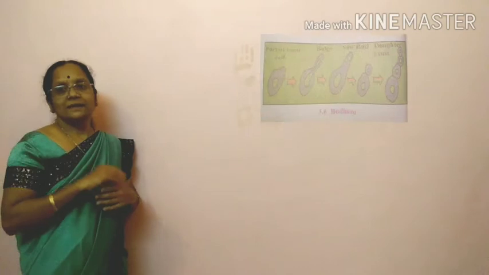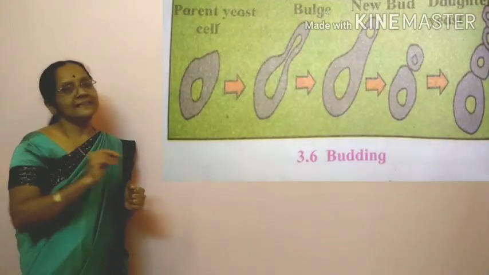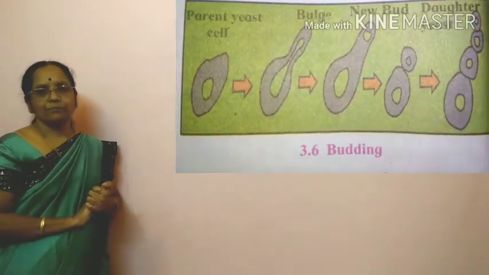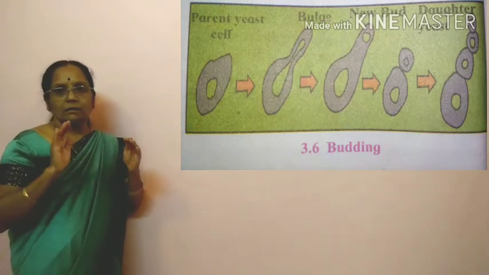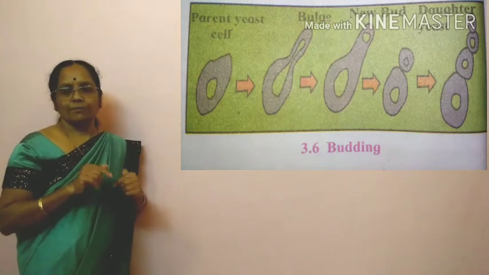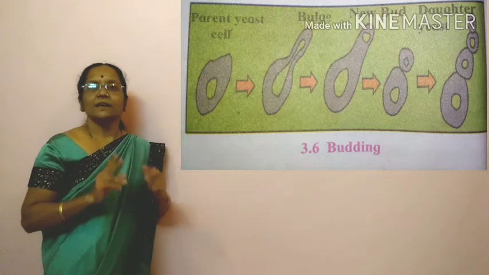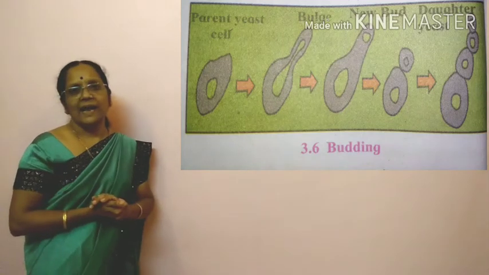The example is yeast cell. Yeast cell performs this type of reproduction. First of all, the one nucleus of that parent cell divides into two daughter nuclei.